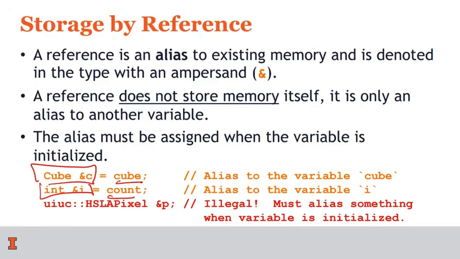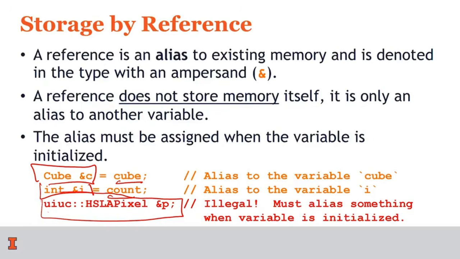Because reference variables have to be assigned when they're initialized, we can see that the line of code HSLA pixel ampersand p semicolon is not a valid line of code because that does not create an alias when it's initialized. And you'll see that if you run this code through a compiler, this code won't even compile.